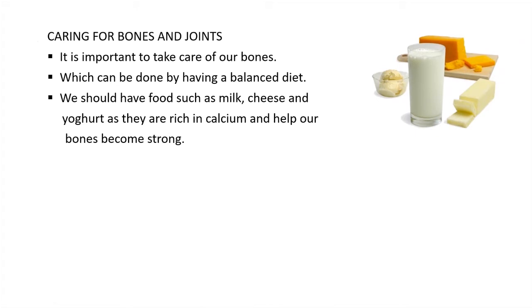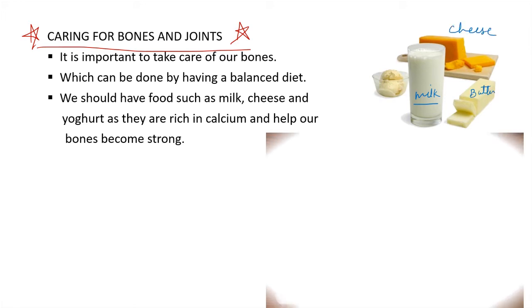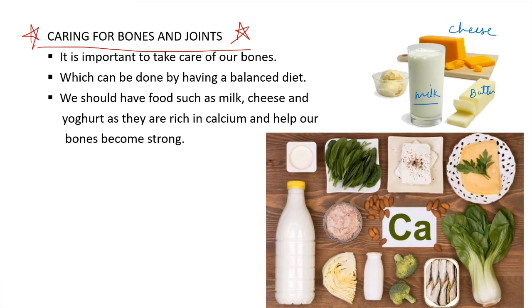It is really very important to take care of your bones, because if you don't take care of them, your bones become brittle. In old age, you will have a lot of problems like osteoporosis, arthritis. So what you should do, let's understand. It is important to take care of our bones, which can be done by having a balanced diet. It's not very difficult. So you should have foods such as milk, cheese and yogurt, as they are rich in calcium and help our bones to become strong.